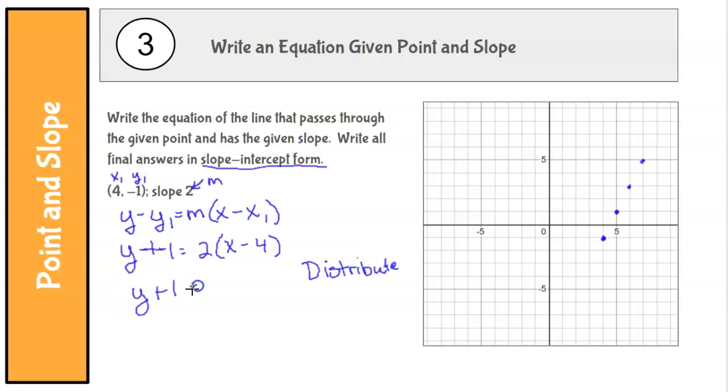The 2. So 2x minus 8. And then we're going to subtract 1 from both sides. We're going to move the 1 over to the other side and make it the opposite, and then we're going to combine like terms.